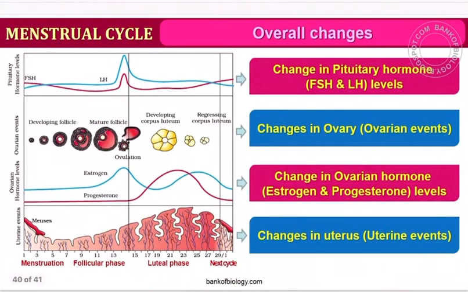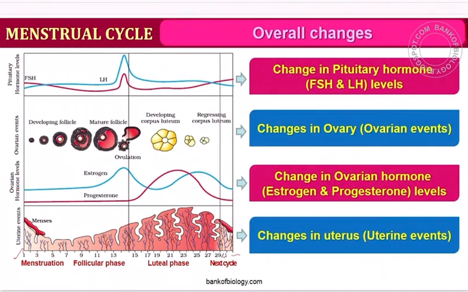So during pregnancy, all events of the menstrual cycle stop and there is no menstruation. As we said, once the lady becomes pregnant, the menstrual cycle will stop. That is an indication that the lady has become pregnant.